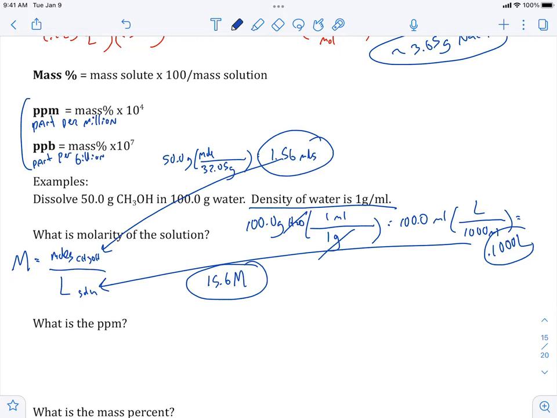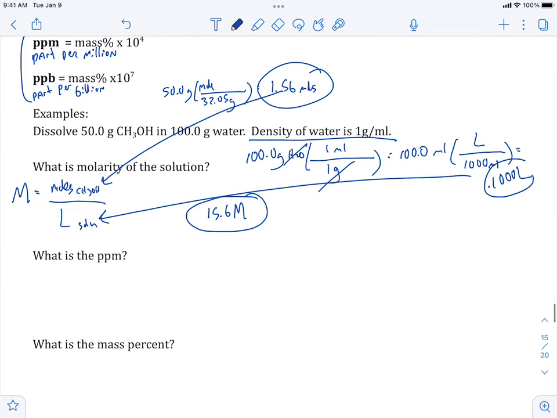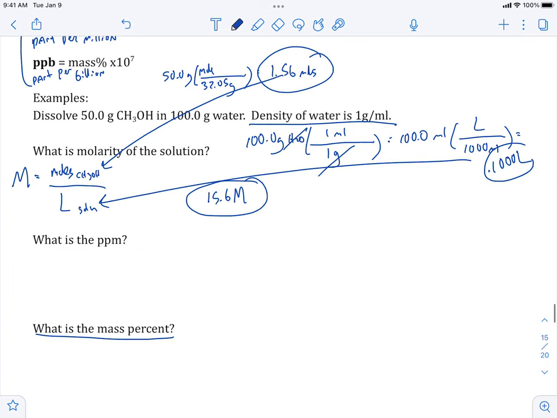Okay, what's the parts per million for this solution? I got these out of order. We need to find the mass percent first, so let's do that first. What's the mass percent? So the mass percent would be the mass of the solute, 50 grams, over the what? What would be my denominator? 150, right? Total mass, right? Remember, the solution is both parts. Okay, so we're looking at 33%.